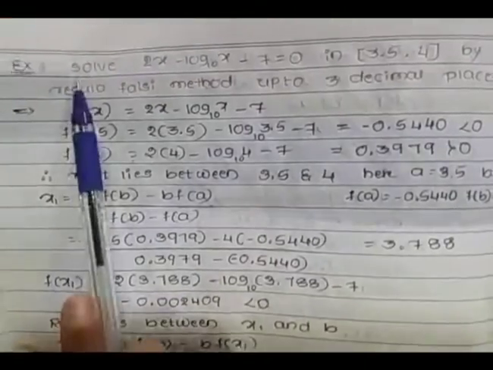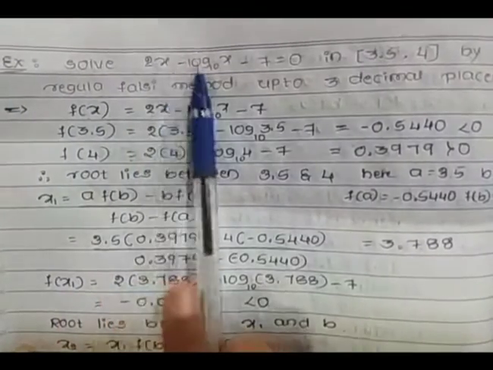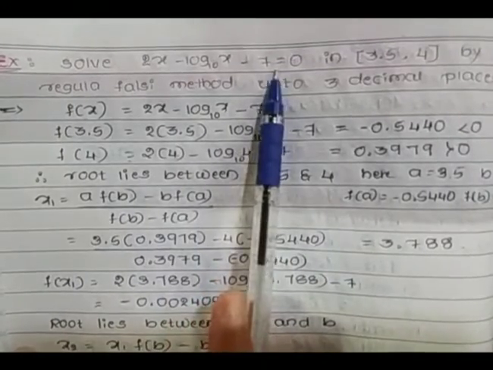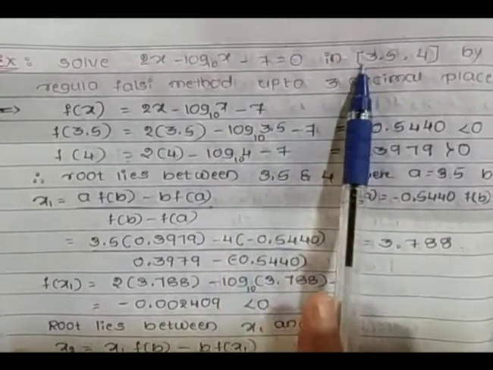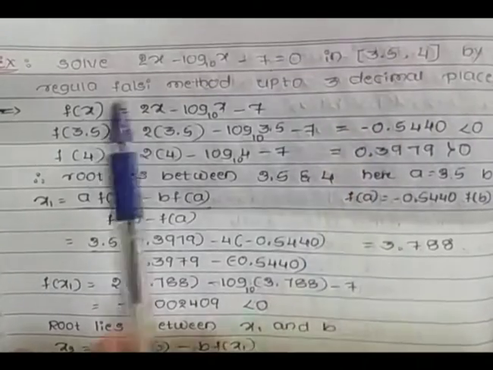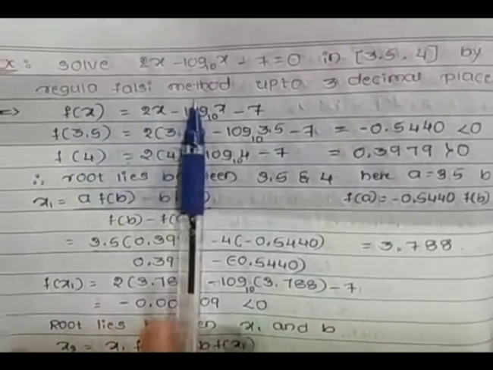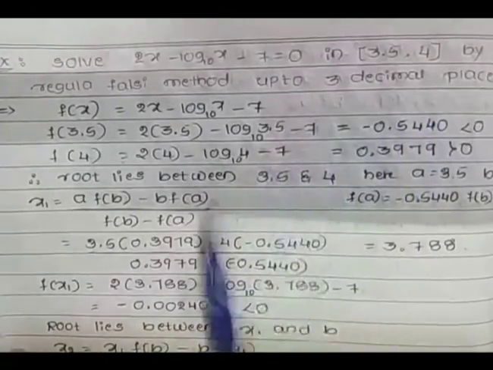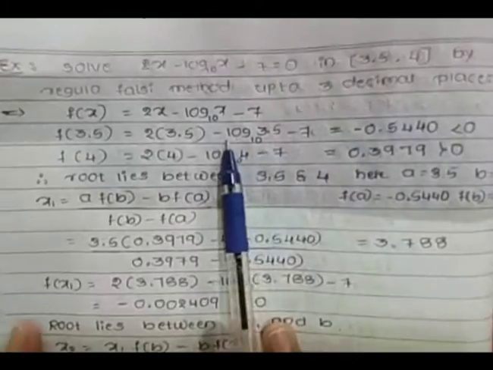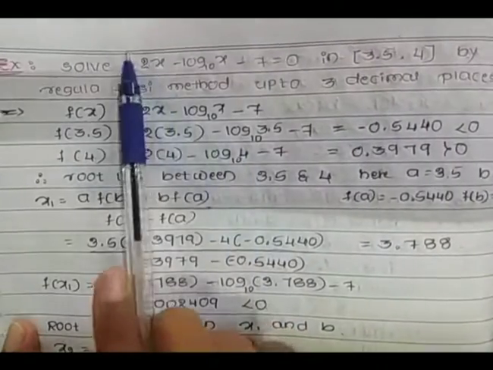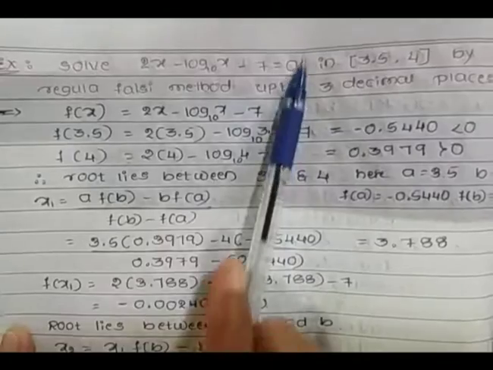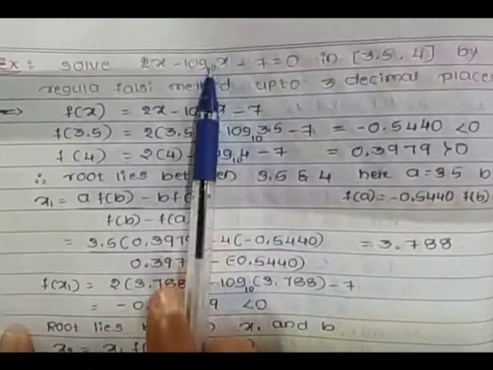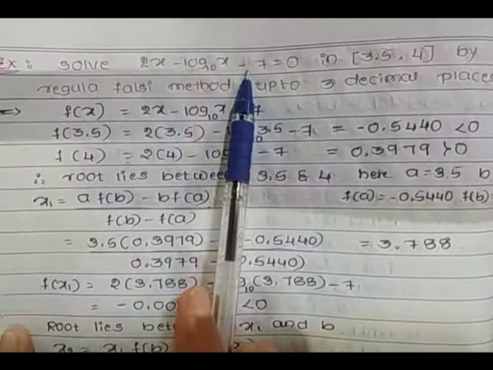Example: solve 2x minus log of x to the base 10 minus 7 is equal to 0 in the closed interval [3.5, 4] using the regula falsi method or false position method, up to 3 decimal places. So up to 3 decimal places we need to calculate the answer. Here you can observe that in this given equation a logarithmic term is mentioned, it means this is a transcendental equation.